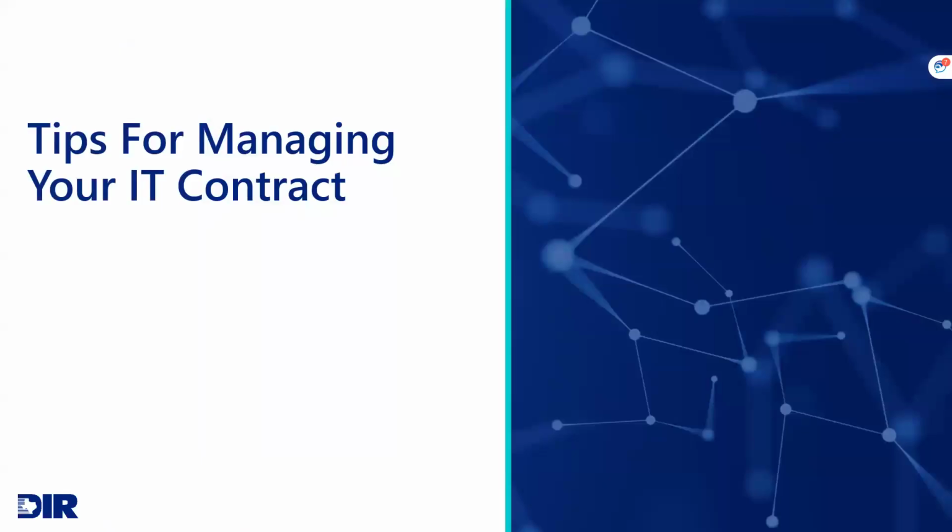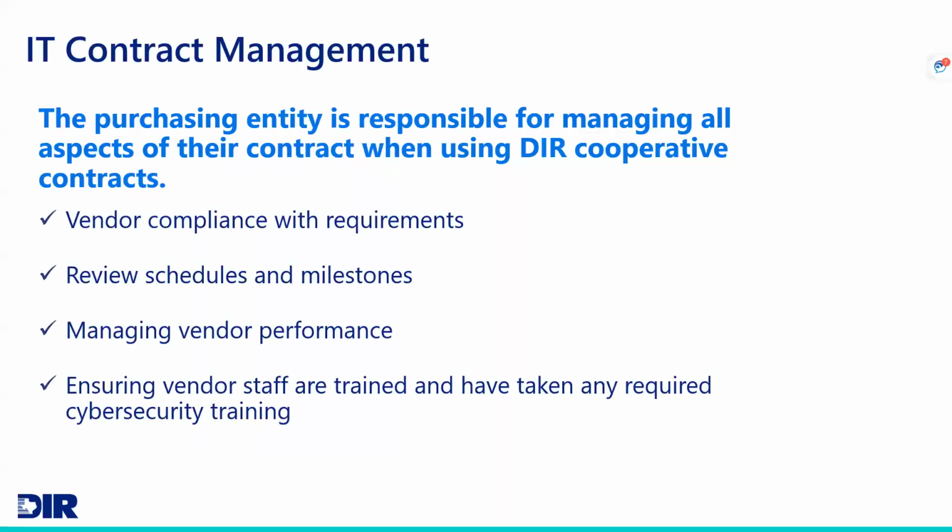Okay, so when you do use a DIR cooperative contract, we're going to talk through some quick tips about managing that vendor contract through our cooperative contracts program, because it's you, the purchasing entity, that is responsible for managing the aspects of that vendor contract when you do use our co-op contracts, making sure that the vendor is compliant with the requirements and they know what their role should be. Also reviewing schedules and milestones, making sure that those are spelled out and vendors are aware where you need to be. You then manage any vendor performance with that DIR vendor when you are doing business with our vendors.